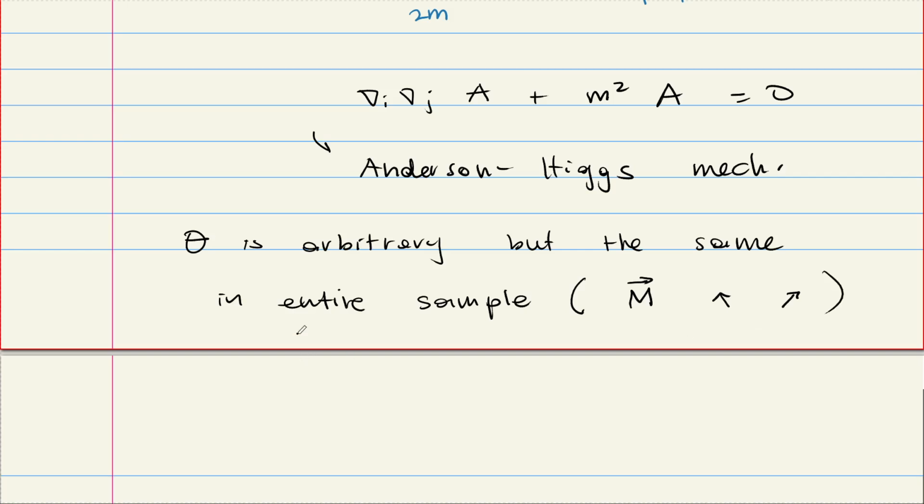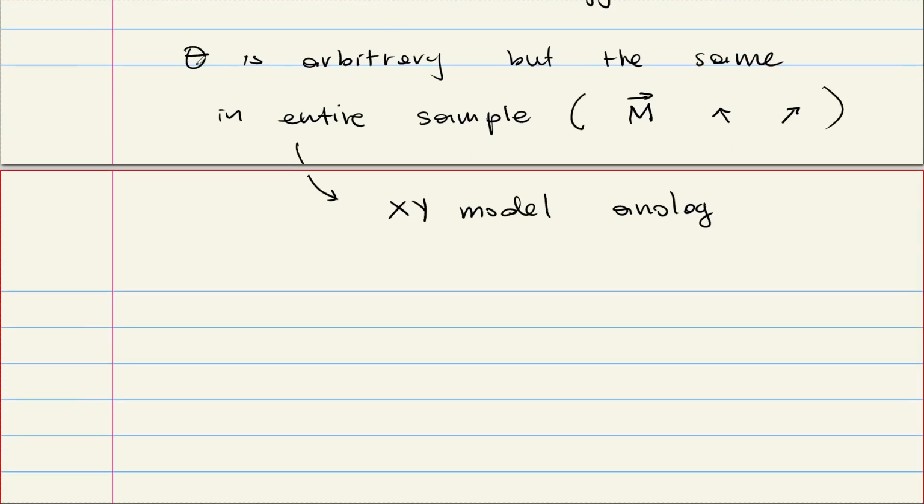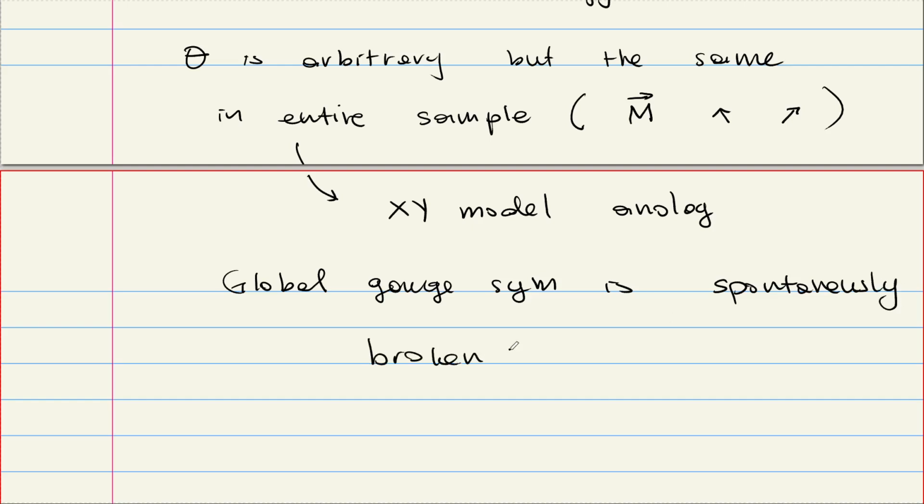And here I also want to remind you of our XY model analogy, where in the XY model this theta is like a planar vector, and this planar vector is exactly like a magnetic vector. So in that case, because we picked a theta, this global gauge symmetry is spontaneously broken. This is what we call spontaneous symmetry breaking. There's no reason, the system just picks one and that symmetry is gone.